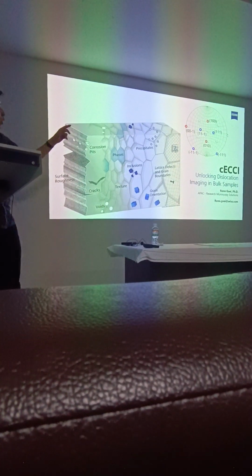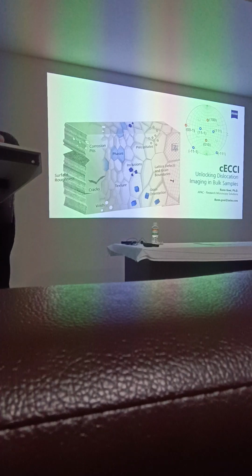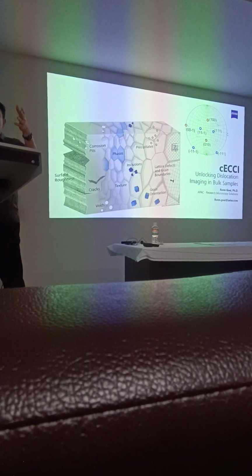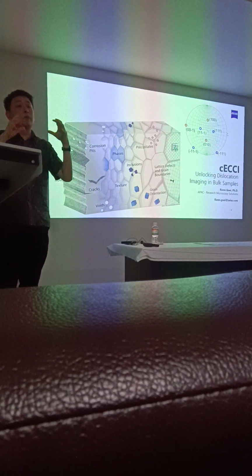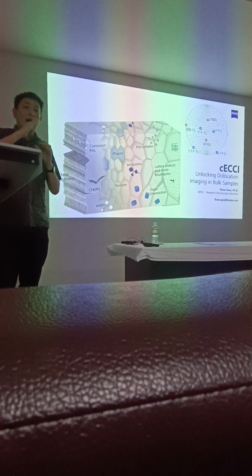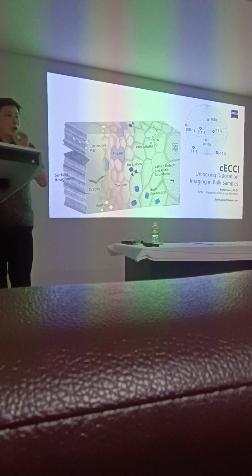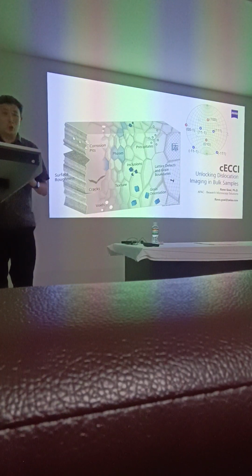And what's different is that I want to discuss cECCI. What's the C? C is control. So as we know, Prof. Niles just now mentioned the blind cECCI. So we try to tilt and rotate our samples, and hopefully we can see some dislocation. But the question is, do we know which orientation that dislocation is against? We don't know.